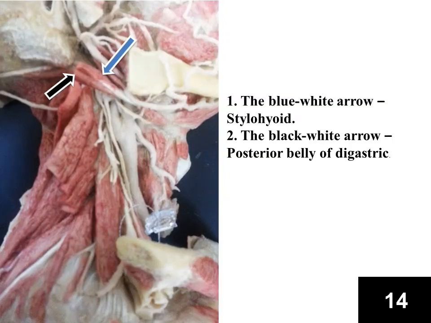Here in this diagram you can see 2 muscles. Above you can see the stylohyoid lying over the posterior belly of digastric, and inferiorly you can see the posterior belly of digastric indicated by the black color arrow.